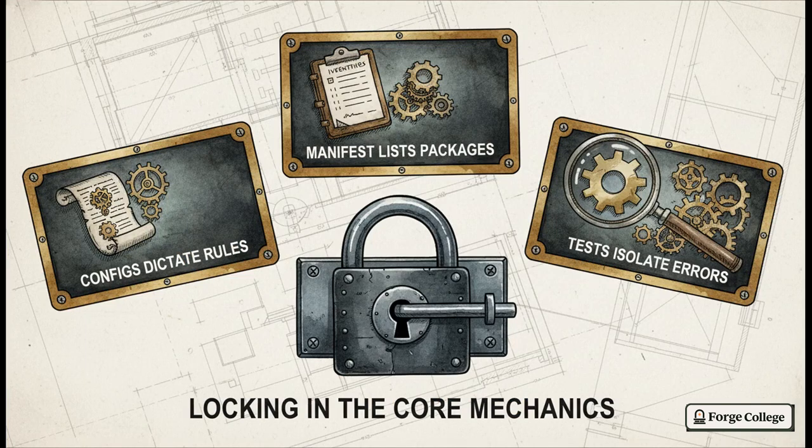Number 1, config files are declarative. They dictate exactly how the tools should behave. Number 2, your package.json is the absolute authority for what is actually installed in your environment. And number 3, relying on small, immediate script tests is hands down the best way to isolate errors fast.